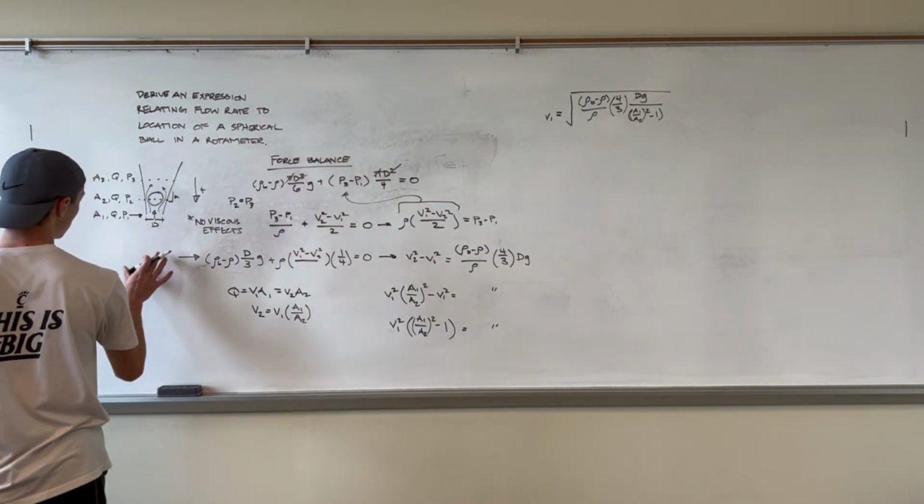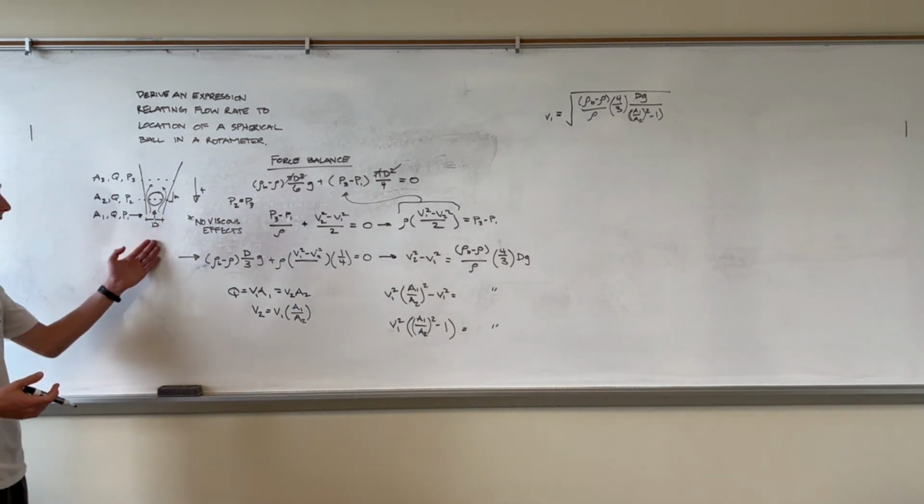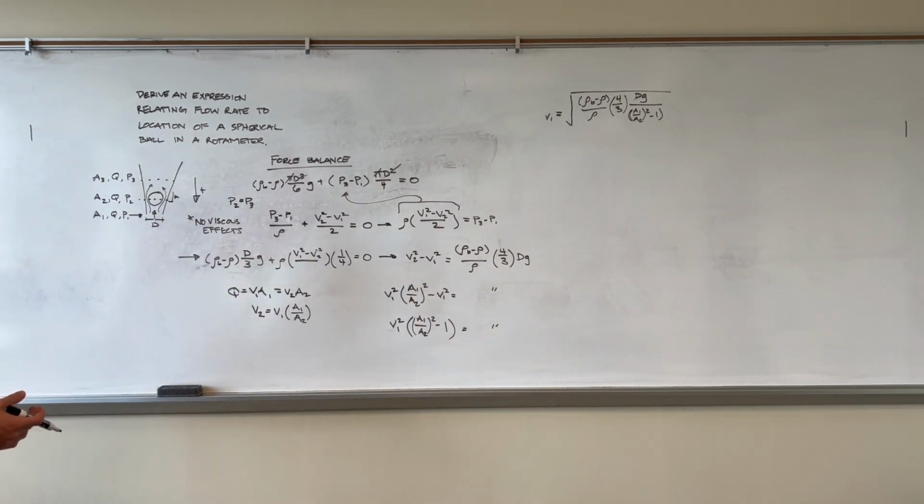So let's go back to our picture here. What is the height of the ball? Well, we can relate the height of the ball to the diameter and the slope. So that'll be our next steps here.